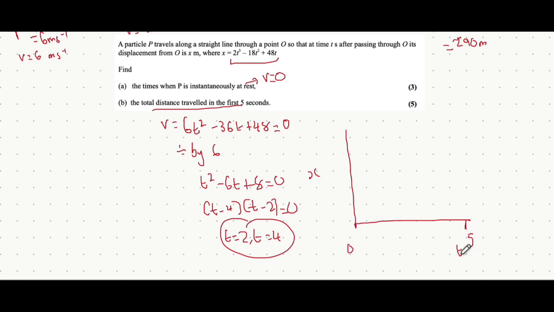Between t equals 0 and t equals 5, we know that when t is equal to 2 and t is equal to 4, it changes direction. When you put t equals 2 into the whole displacement equation, you get 40 meters. I've done it before, which is why I know this. I'm not just some kind of genius.